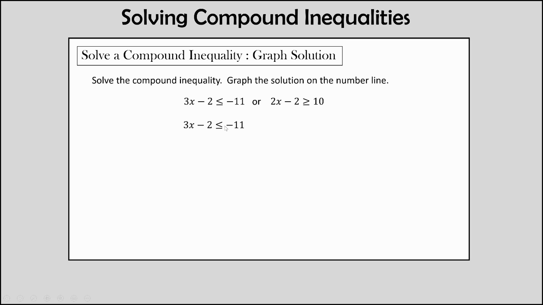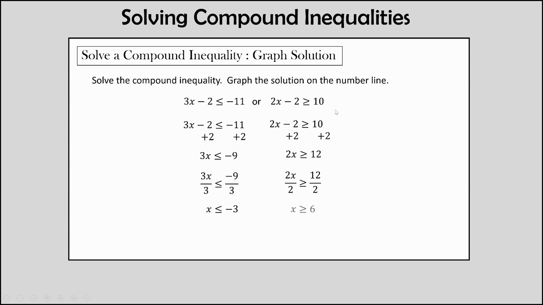So solve the first one here. Well, we would add 2 to both sides. And then we want to make the coefficient of the x become a 1. So we're going to divide each side by 3. And the first one is x is less than or equal to -3. No problem. Second one, solve it. Add 2 to both sides. 2x is greater than or equal to 12. Divide each side by 2. x is greater than or equal to 6.